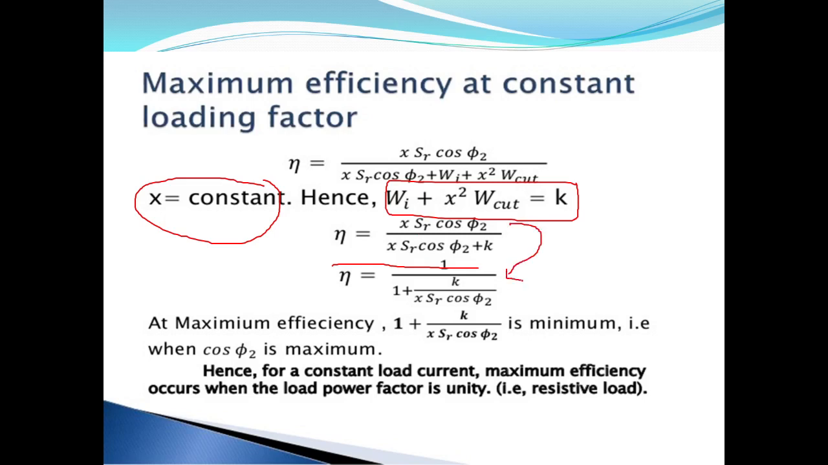I'm taking the output power, that is x into x square SR cos phi 2, as common, and after cancellation of the numerator and denominator factors, the equation turns out like this: 1 upon 1 plus k upon x into SR cos phi 2. So at maximum efficiency, this is the minimum, that is cos phi 2 is the maximum. Hence, for a constant load current, the maximum efficiency occurs when the load power factor is unity. The unity power factor occurs only when the load is resistive in nature.